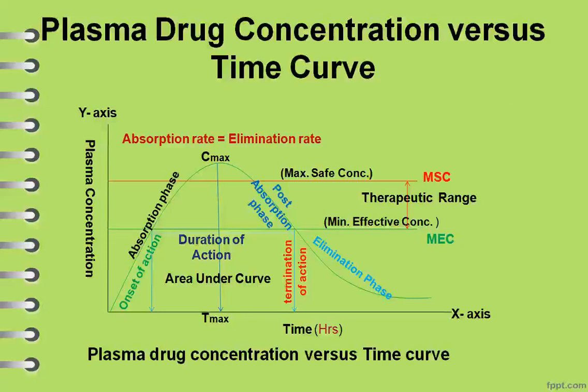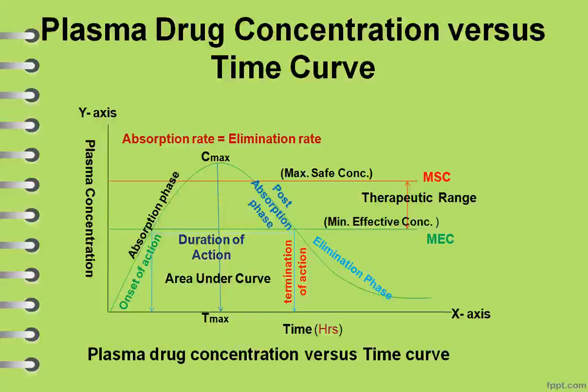The elimination phase is the phase in which absorption is nearly completed, and only elimination of drug occurs. Then the graph is divided into two steps. First one is the minimum effective concentration, and the other one is the maximum safe concentration. The gap between these two steps is the therapeutic range, therapeutic index or therapeutic window of the drug.